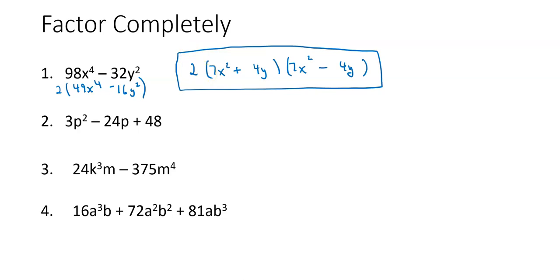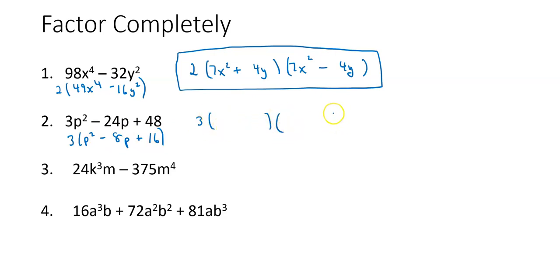All right, for number 2, first thing I would do is I would pull out that 3. That leaves me with a p squared. 24 divided by 3 is 8, so minus 8p plus 16. Right, this looks to me like a perfect square trinomial. Why? Because if I take half of 8, I get 4. Square it, and I get 16.